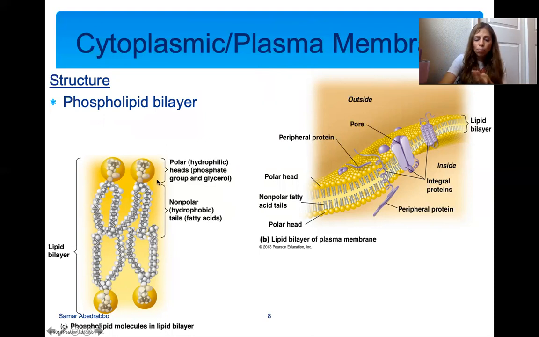The head is polar and it's hydrophilic, and the tails are nonpolar and they're hydrophobic. So when we look at this cell membrane, it's easy for hydrophobic components to move across the cell membrane because the inside of it is mainly hydrophobic. And then there are also proteins all throughout the cell membrane or plasma membrane. So when we look at the cell membrane, the whole thing is a phospholipid bilayer, and throughout it there are proteins.